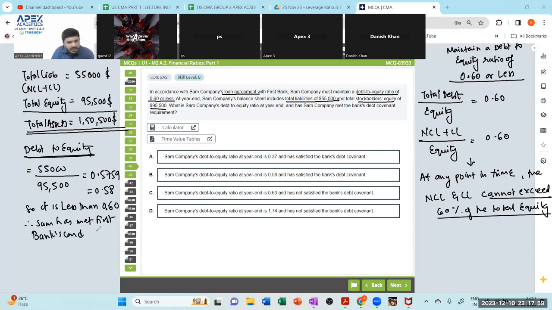Agreed or disagreed? Please tell me that. Sam has met first bank's condition. What was first bank's condition? It has to be 0.6 or less. Correct? Yes or no? This is first bank's condition.